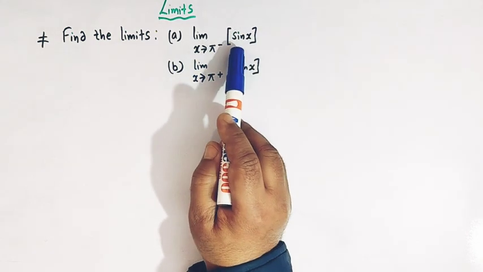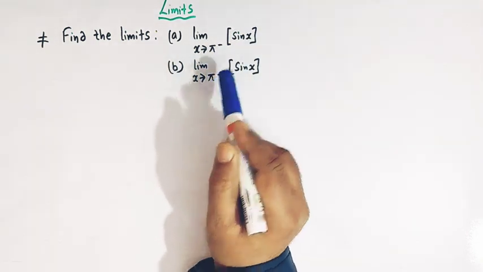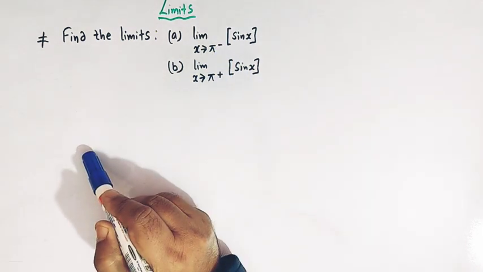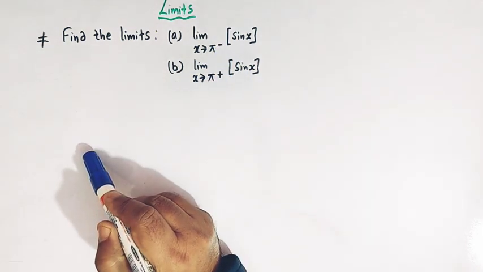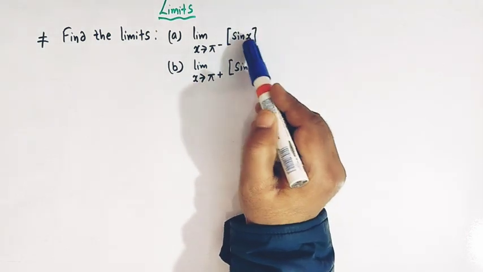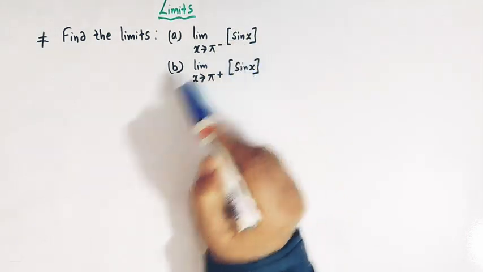where we have the greatest integer of sine x. This negative sign shows that we have to find the left hand limit of this function, that is the greatest integer of sine x.